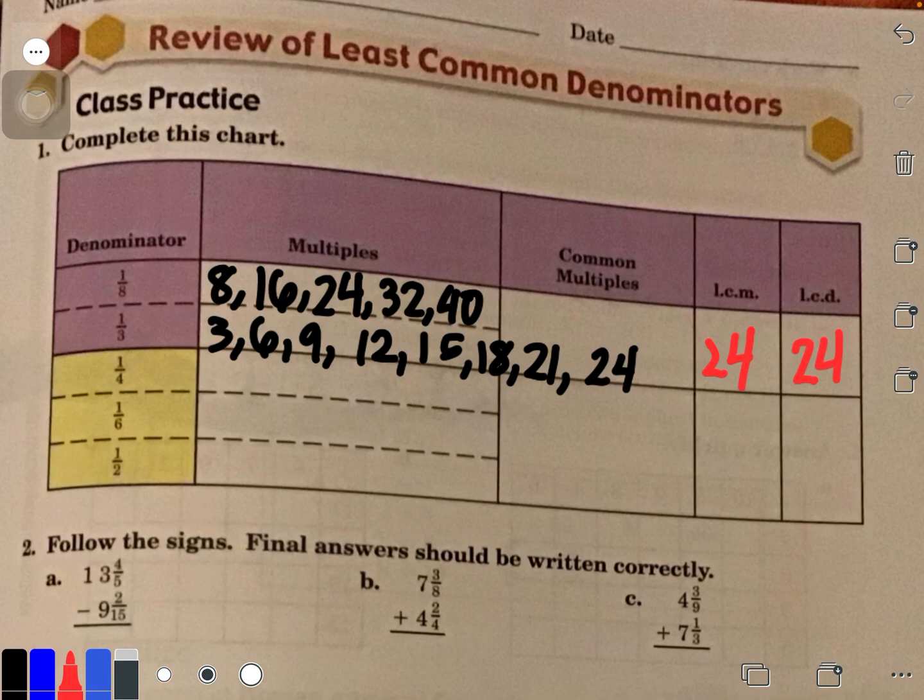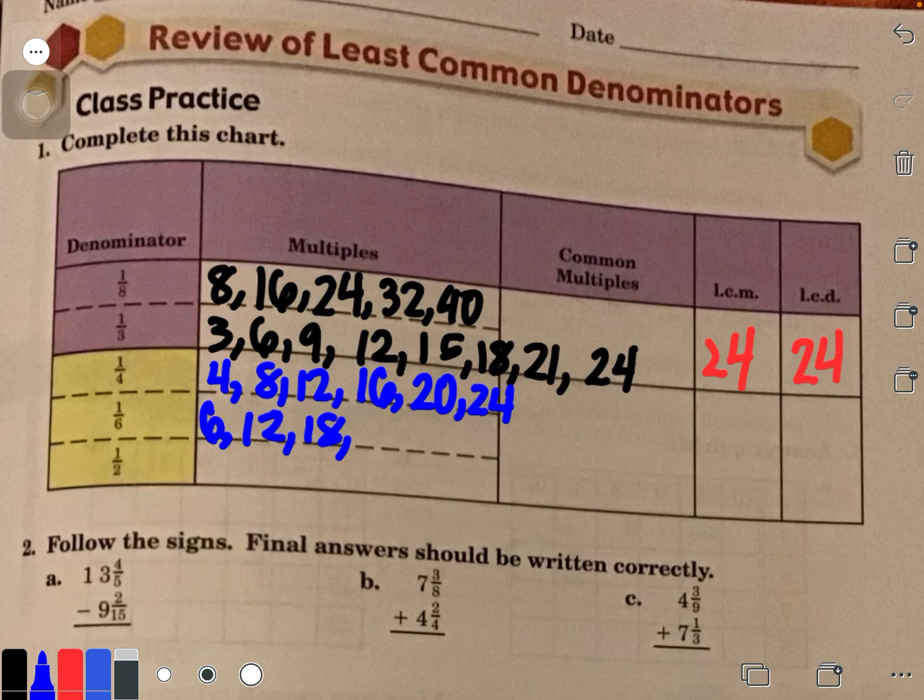So you can pause the video if you need to copy all this down. Okay, the next one, the yellow boxes. All right, so we've got 4, 6, and 2. So the multiples of 4 are 4, 8, 12, 16, 20, 24, and I'll stop there. The multiples of 6 are 6, 12, 18, 24, 30. And then the multiples of 2 are 2, 4, 6, 8, 10, and 12.